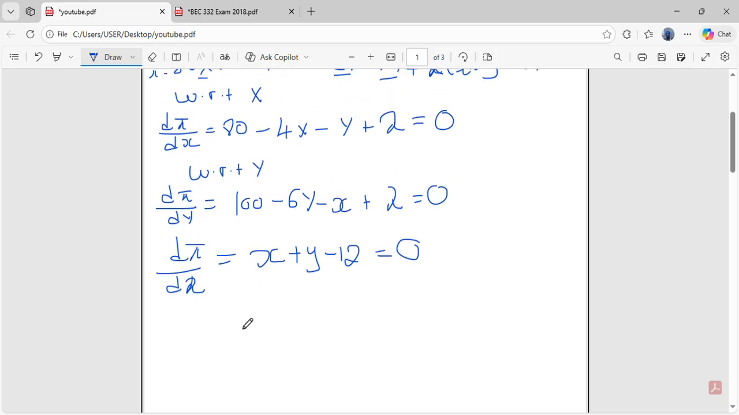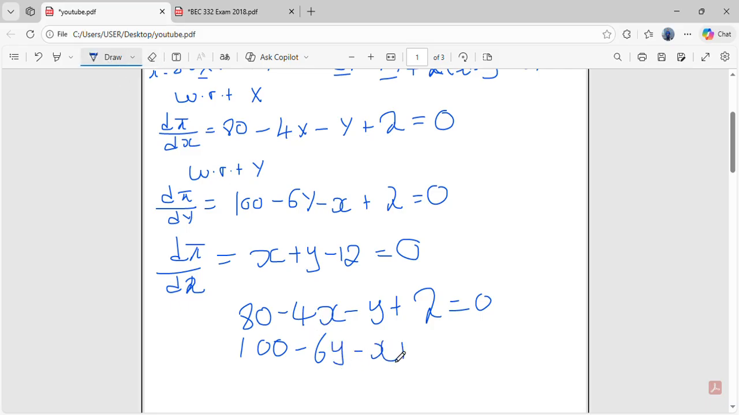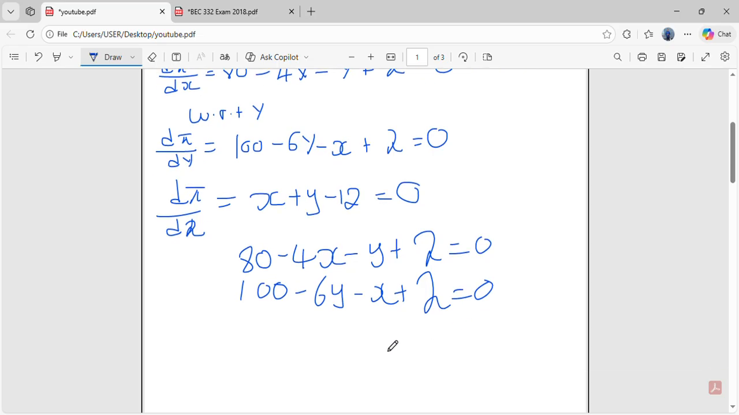So in this particular context, we are going to say 80 minus 4x minus y plus lambda equal to 0. 100 minus 6y minus x plus lambda is equal to 0, and x plus y minus 12 equal to 0. So we are going to break down these equations as though we are solving simultaneous equations in 3 variables by using the elimination method.